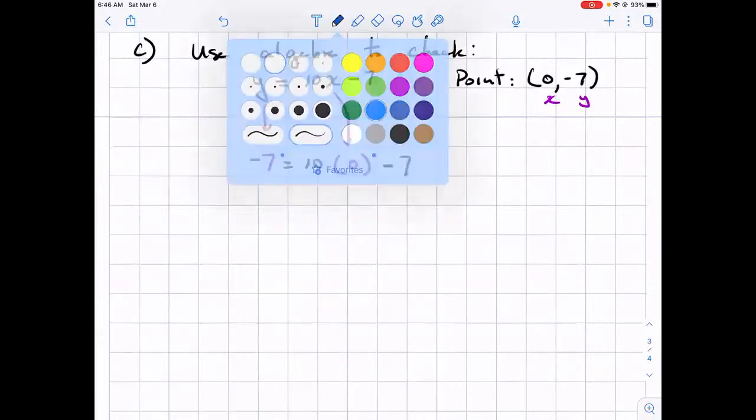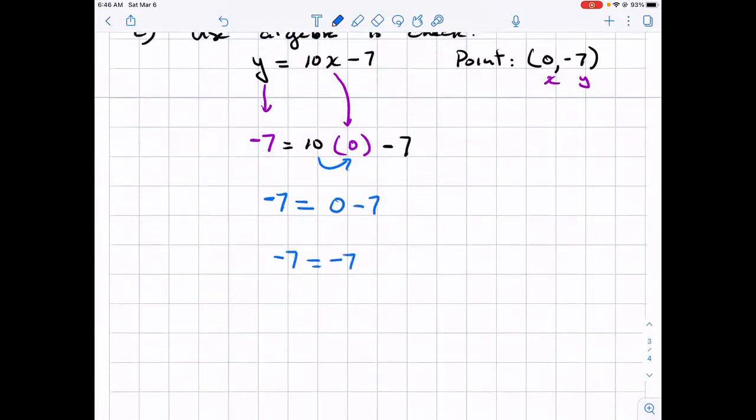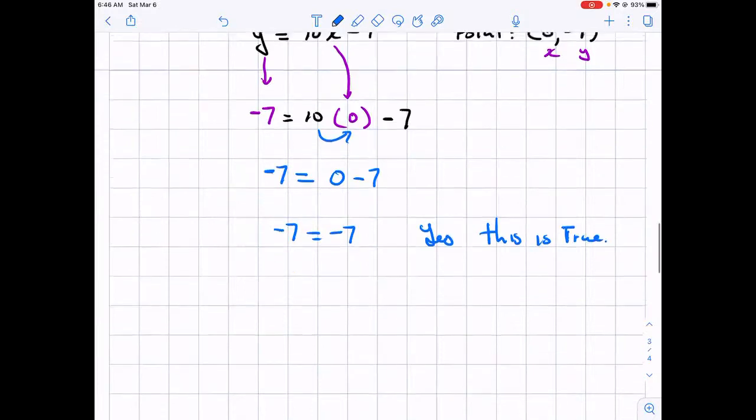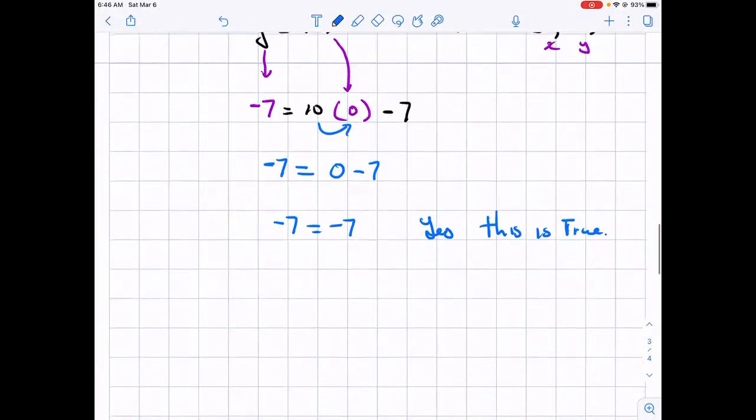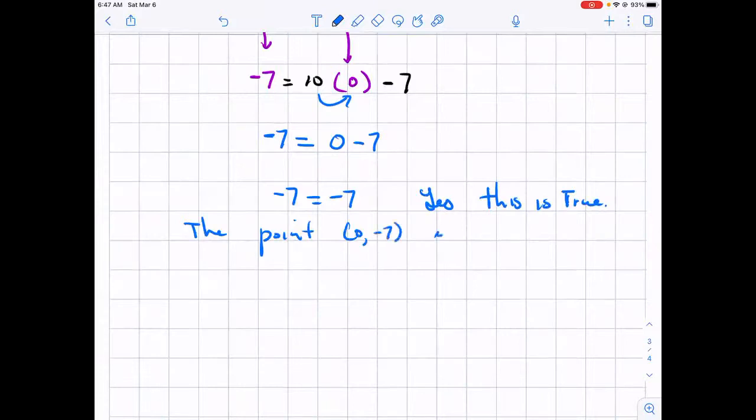So if I simplify this, I have -7. 10 times 0 is 0, minus 7. So we have -7 is equal to -7. And yes, this is true. Okay. So we can say that the point (0, -7) is on the graph. This point is on the graph.